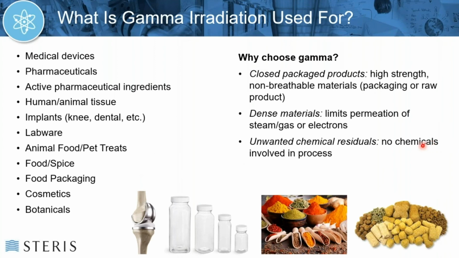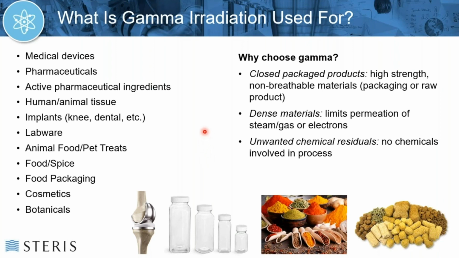So what is gamma radiation used for? You see some example products down here. Medical devices, pharmaceuticals, active pharmaceutical ingredients, human animal tissue, implants, like knee or dental implants, labware, animal food or pet treats, food and spices, food packaging, cosmetics, botanicals.